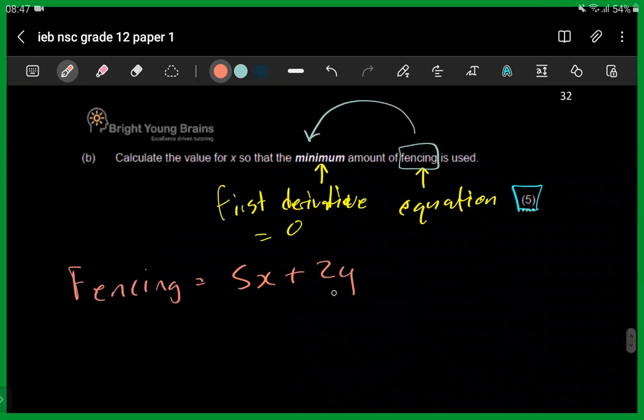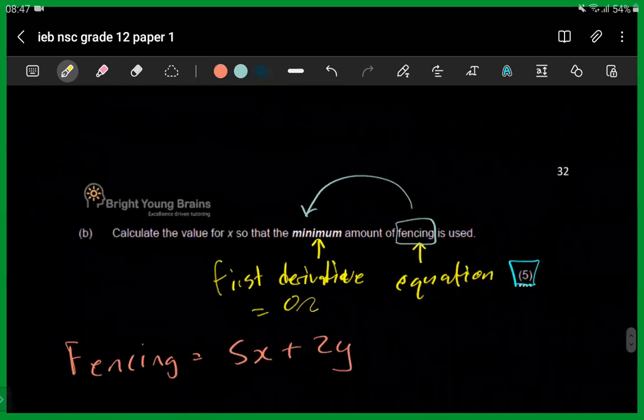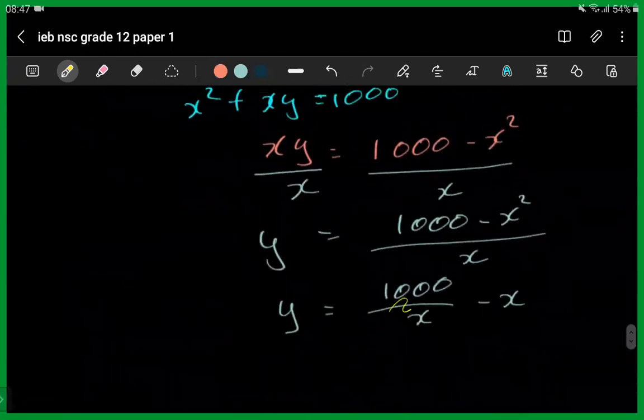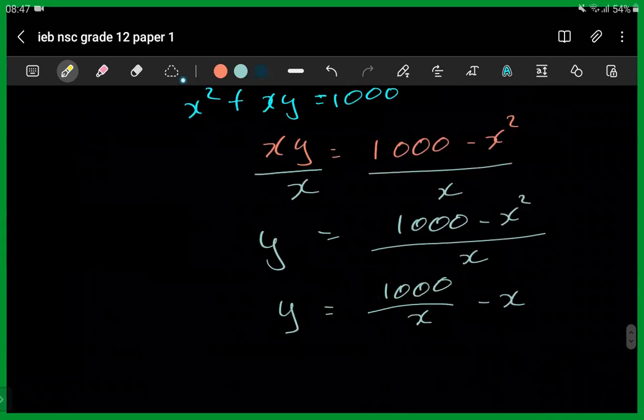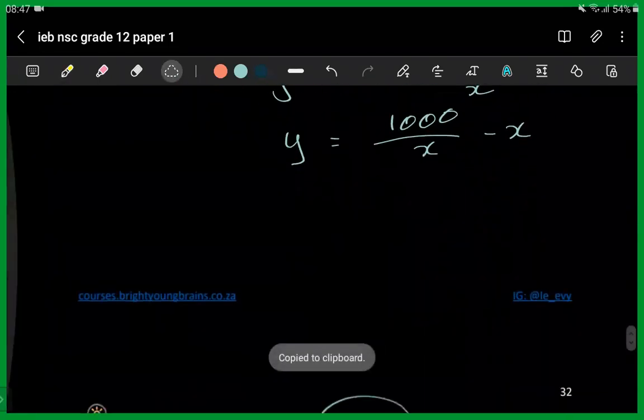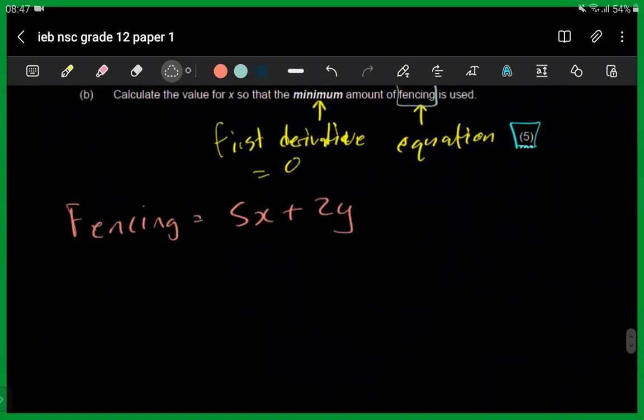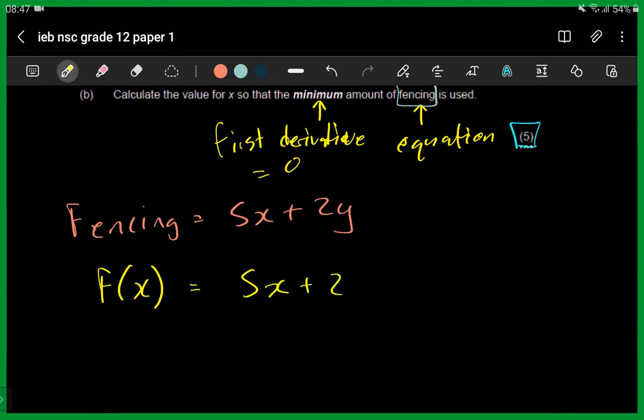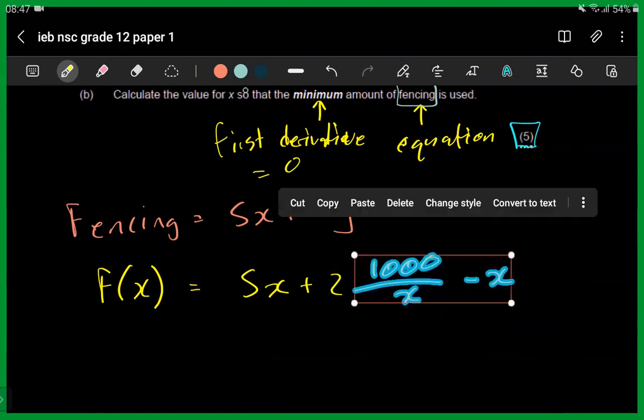5x plus 2y. Now this equation, you're better off having it in terms of x so that you can differentiate it and equate it to 0. This is where this comes in. So wherever you see y, you're going to throw there 1,000 over x minus x. And that equation is going to be in terms of x now. See, so 5x plus 2, and then you have this here in brackets.